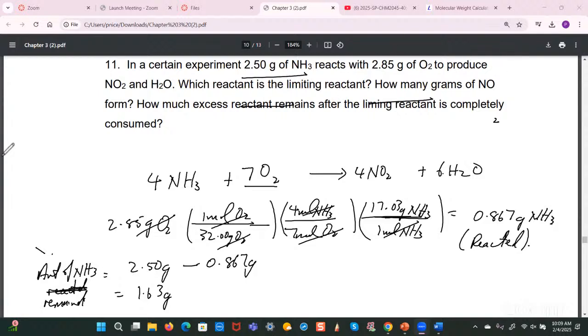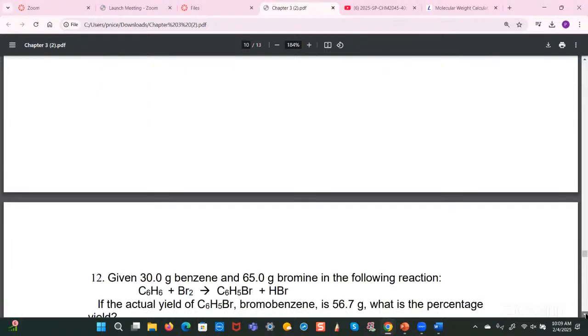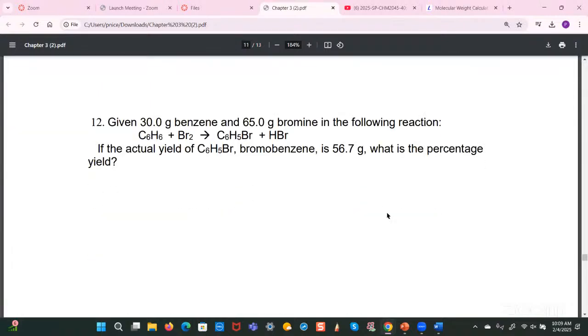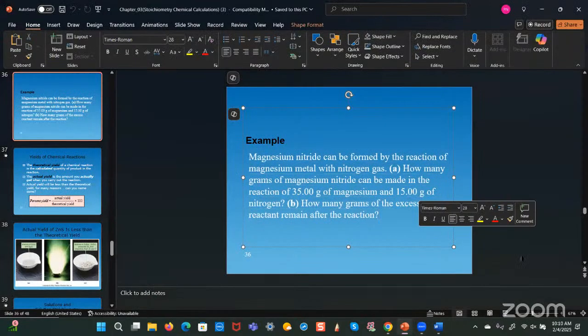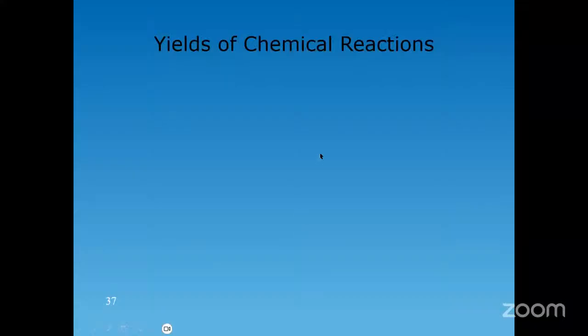All right, so let me clear this here. Let me just scroll down and see what's below it. Okay, so we can't do that yet because we haven't talked about percent yield. Okay, so let me go to the PowerPoint. So that's that. Okay, so again, this is something that you should have met before.